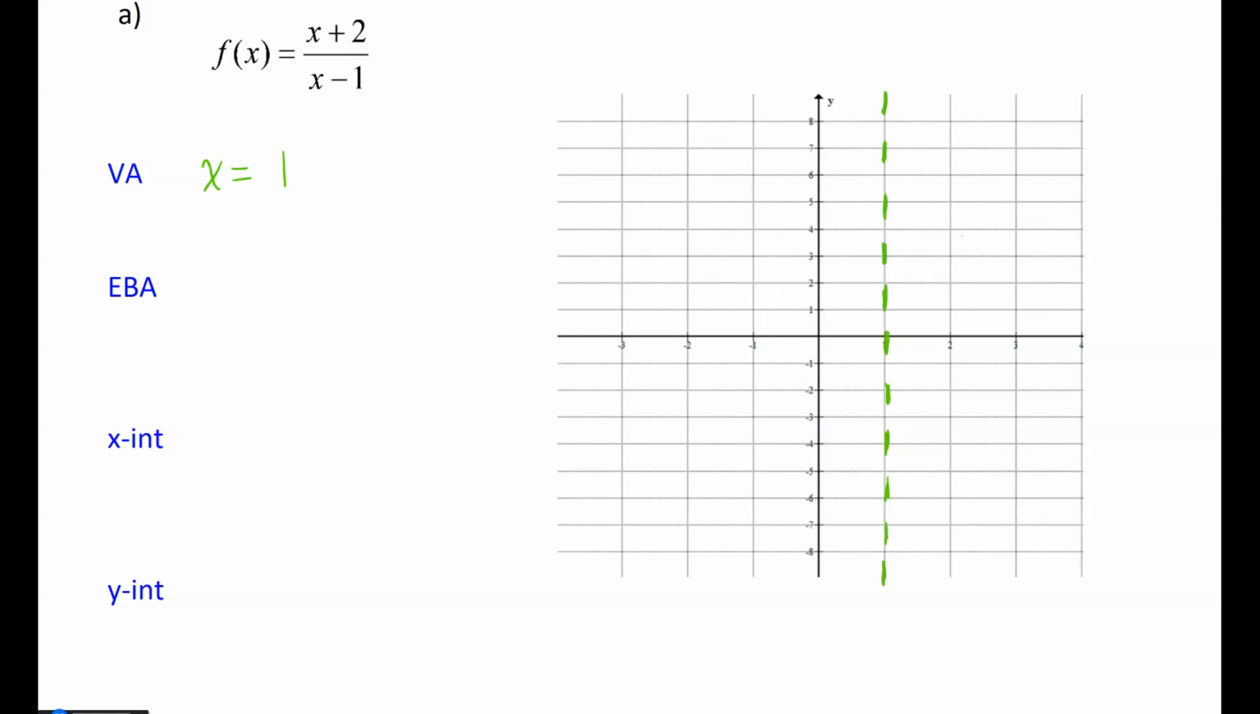For my end behavior, again, compare the degrees of the numerator and the denominator. First degree here, first degree here. The exponents are the same. Divide coefficients rule. Oh, sorry, that should be a C, not a D. Divide coefficients. So again, that gives us a horizontal asymptote. I have a 1 for each of those, so 1 over 1, y equals 1. And I'm going to go ahead and sketch this in as well.